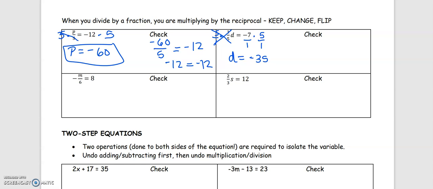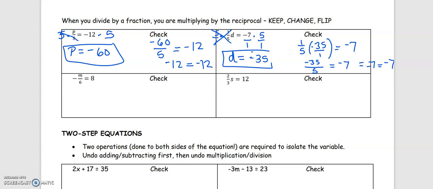When I go ahead and check, I'm going to get 1/5 of negative 35, and I'm going to put that as a fraction. It should equal negative 7. 1 times negative 35 is negative 35. 5 times 1 is 5. When we divide, we do get negative 7. So we're correct in our answer.